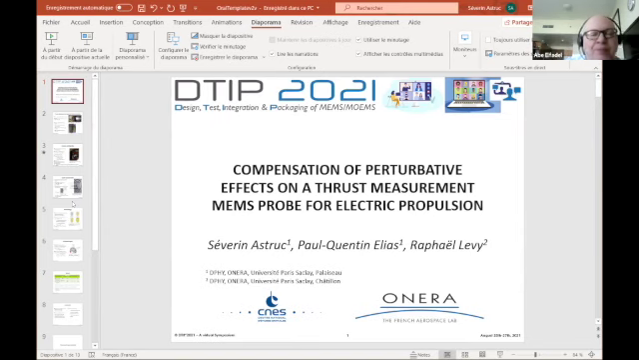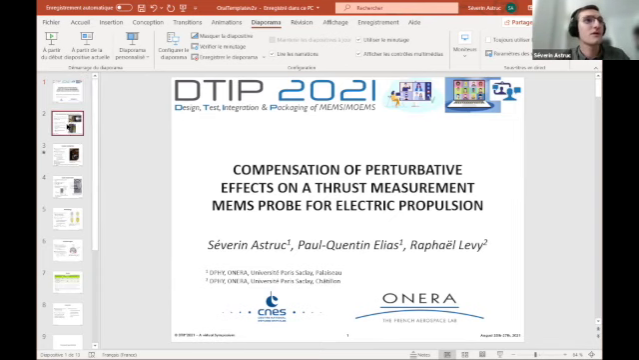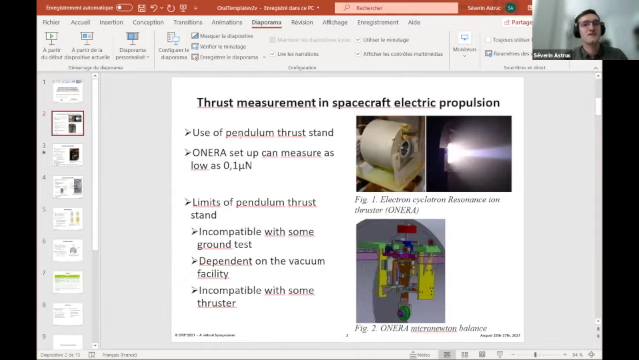Go ahead, Séverin. Today I will present my work on compensation of perturbative effects on the thrust measurement MEMS probe for electric propulsion. The main focus is electric propulsion, which is rising among spacecraft propulsion systems. In electric propulsion, a plasma is formed to produce ions and electrons which are ejected to produce a thrust. This system is very efficient, so it enables lighter spacecraft.